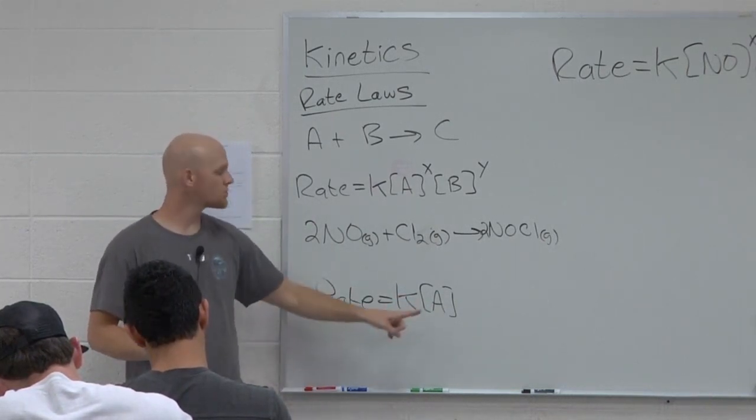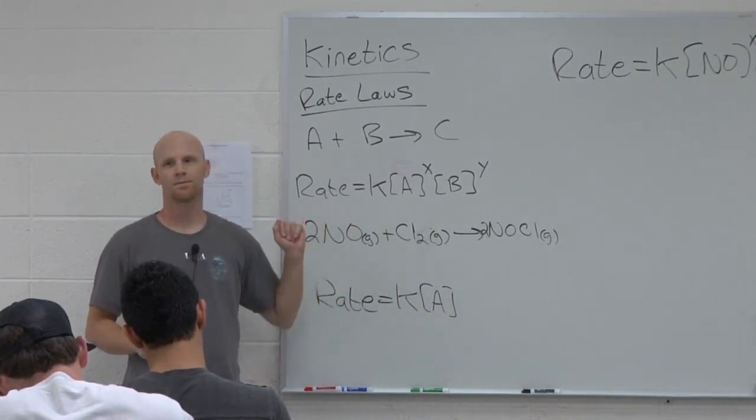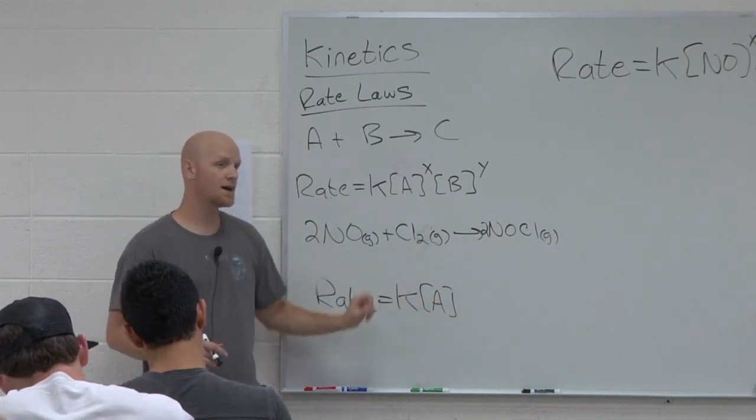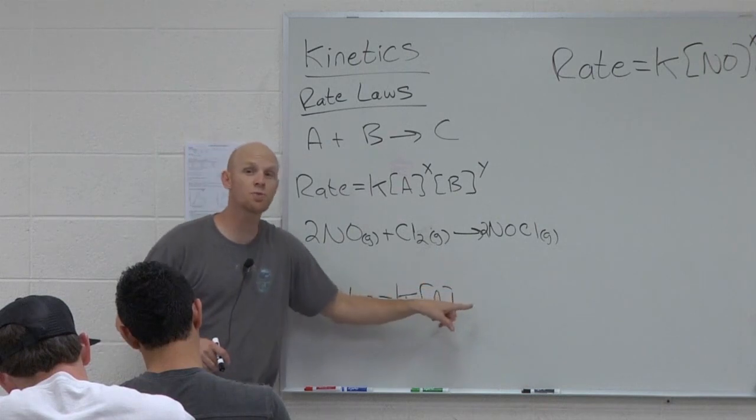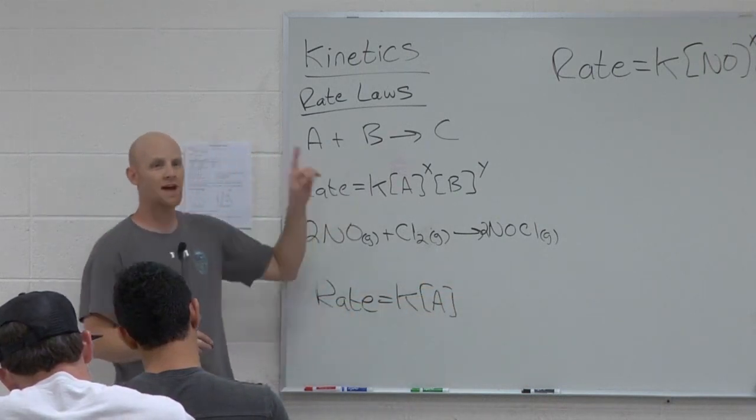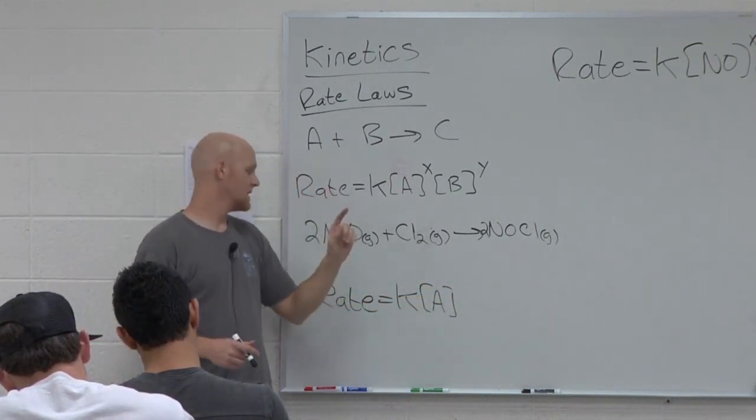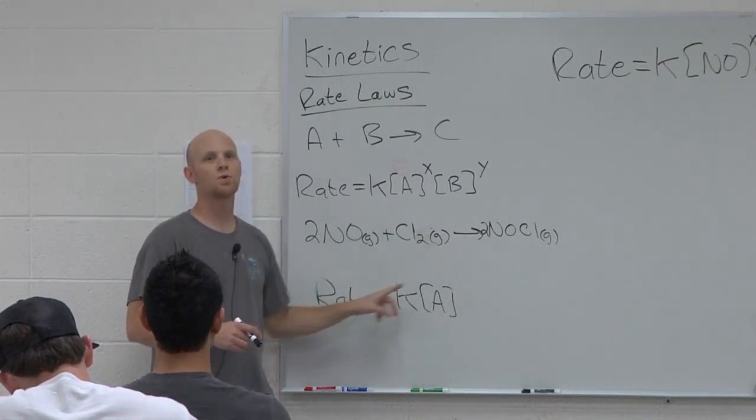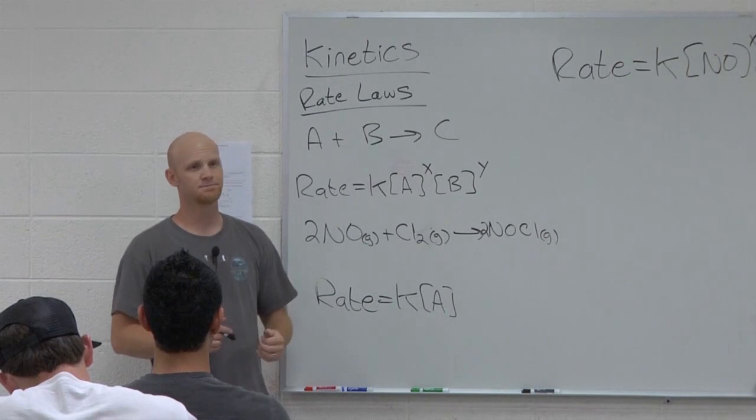What would happen if I tripled the concentration of A? What would happen to the rate? It would triple. Because instead of being K times A, the rate would be K times 3A, which is 3 times bigger. That's indicative of a 1st order reactant. You triple the concentration of A, it triples the rate. They're proportional for a 1st order reactant.